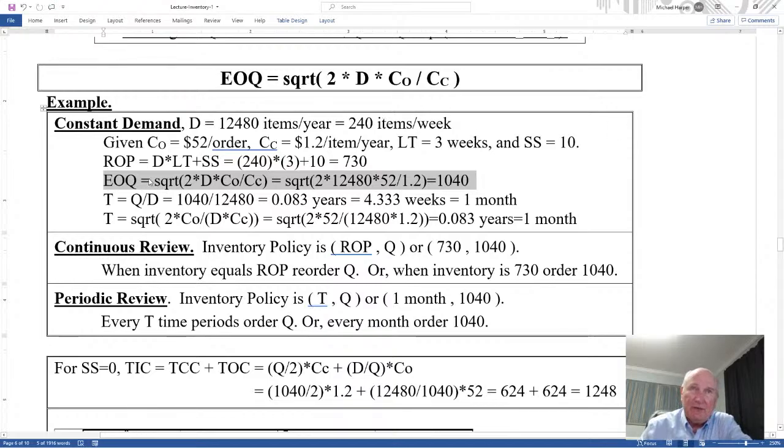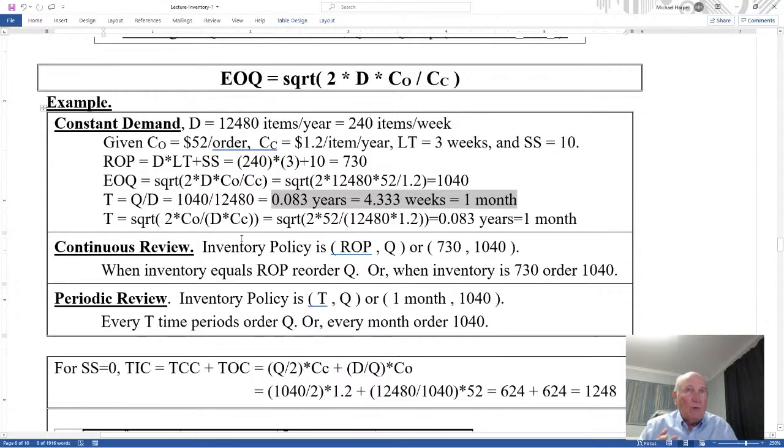What about the inventory period? Well, T equals Q over D. So for Q, it's 1040. D is 12,480. So that's how many years there is. Now I can transform the years to weeks. I can transform the weeks to months. And the way I do that is years to weeks. Well, how many weeks are in a year? 52. So if I multiply this by 52, this is approximately 4 1/3 weeks. How many weeks in a month? 4 1/3. So you have to be careful. It's not 4 weeks per month. It's 4 1/3 weeks per month.